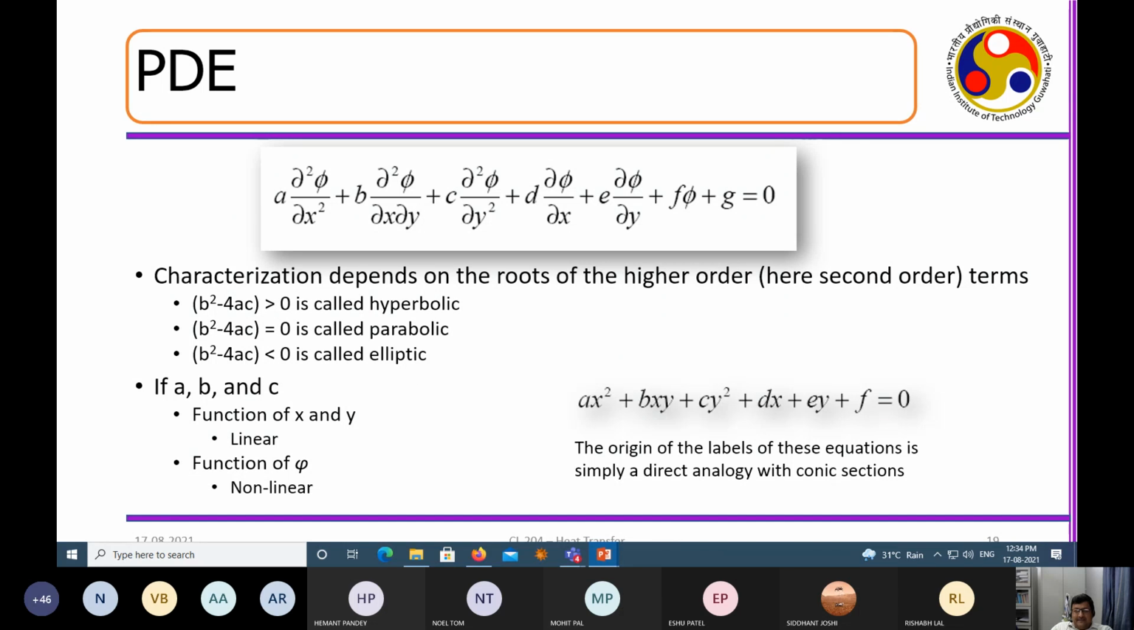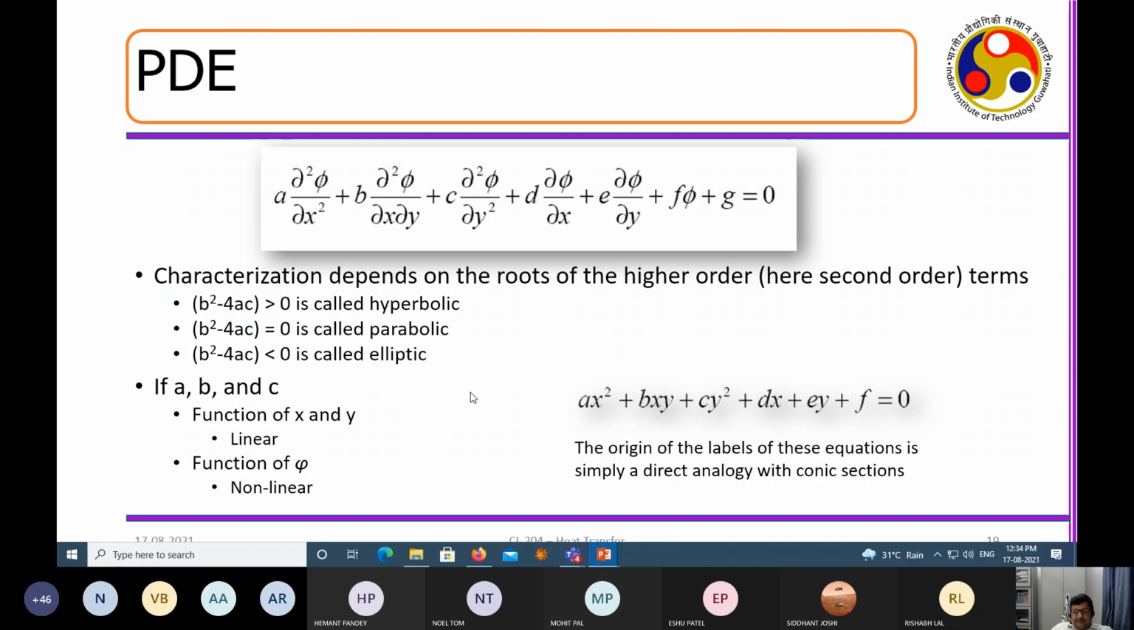Just remember, it has nothing to do with hyperbola. It has nothing to do with parabola. It has nothing to do with ellipse. There is no geometrical connection, only because, by definition, it matches like this. These are all the conic sections that we studied in coordinate geometry. It just matches like that. That's the reason why the terminology is taken like this.